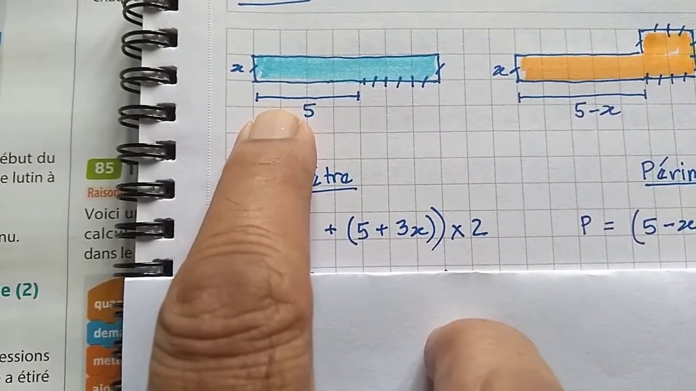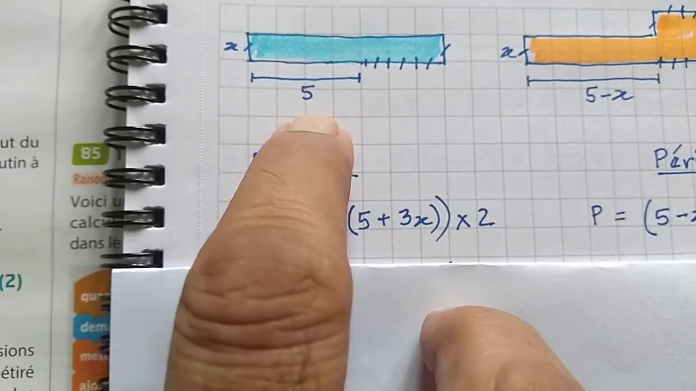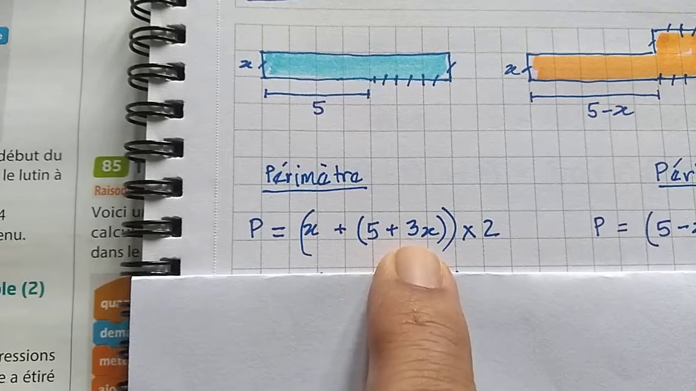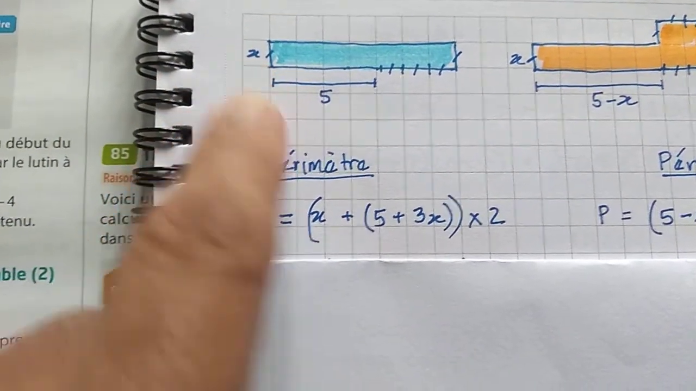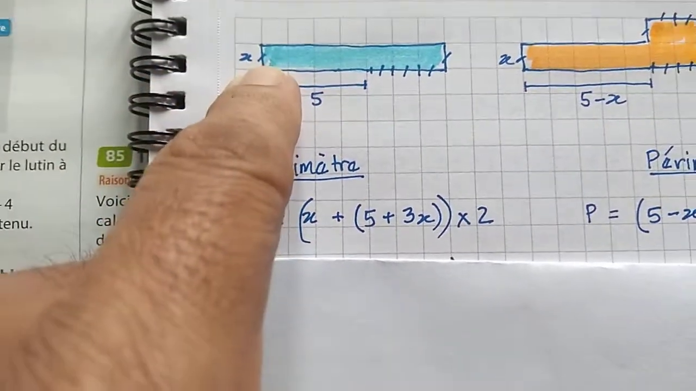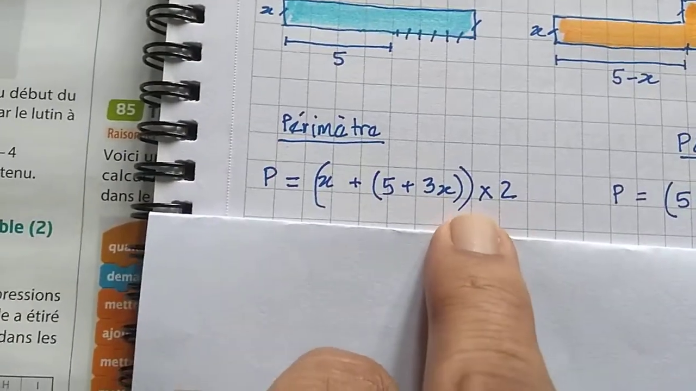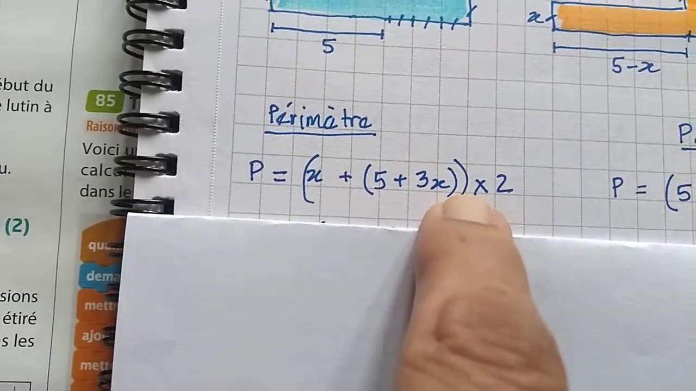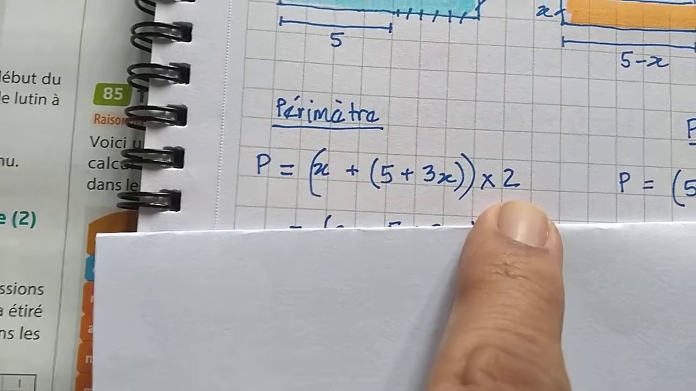So the perimeter of this is 5 plus, how many x's are here? 3x. 5 plus x plus x plus x, which gives us 5 plus 3x. And what is the length of that side? That is x. So this is x plus 5 plus 3x, the length of 2 adjacent sides. You multiply the whole thing by 2 to get the entire perimeter. You see, I just put another set of brackets and multiplied by 2. Of course, I could have written twice on this side, but I've written 2 there.